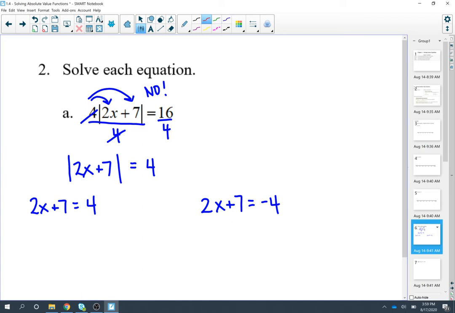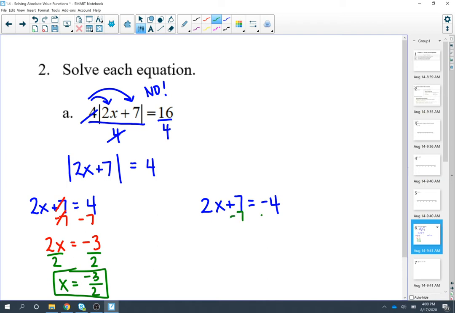On our first one, I'm going to subtract 7, which is going to leave me with 2x equals negative 3. And then I'm going to divide by 2, which is going to give me x equals negative 3 halves. And for the sake of our answer, I'm just going to leave it like that. That's perfectly okay.